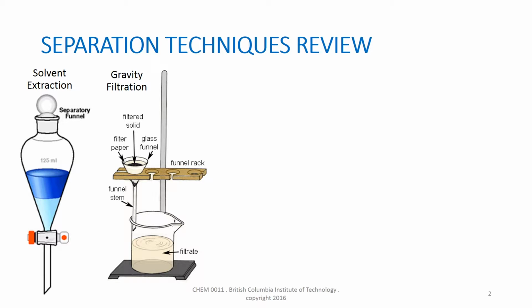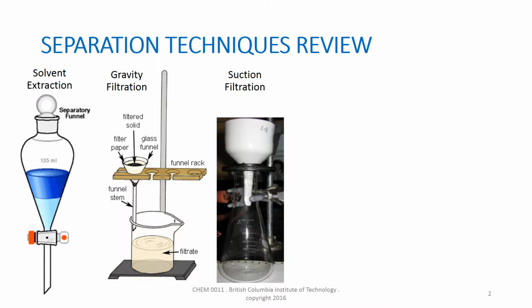Gravity filtration, where the filtrate passes through the filter medium by gravity. Suction filtration, where the solution is drawn through the filter paper by applying a vacuum to a filter flask with a side arm adapter. Vacuum filtration is typically a fast and efficient way of filtering.